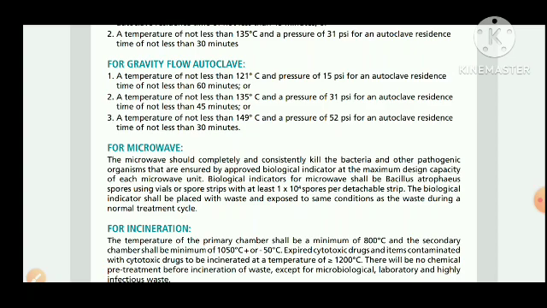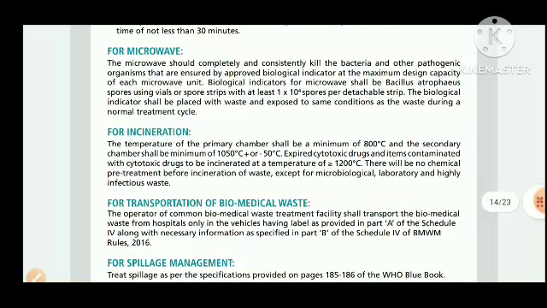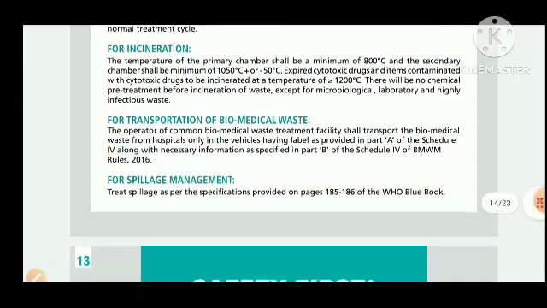Inside a microwave, we kill the bacteria and other pathogenic organisms at a high temperature. So microwave is used generally to kill the bacteria and pathogenic organisms stuck to the waste. Okay. Next comes incineration.